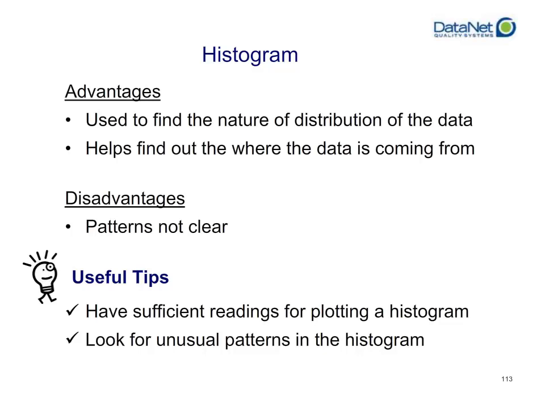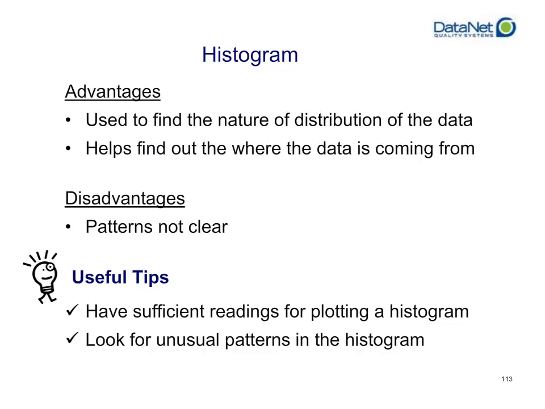You must have sufficient readings to plot a histogram. If you do not have sufficient readings to plot a histogram, your histogram will be effectively worthless. 3 points does not make a good histogram. Unlike with control charts, where you want a representative sample, with histograms you want as much data as you possibly can, which usually corresponds to the control limits, but more data is better for histograms. So you want to have enough data to run them.